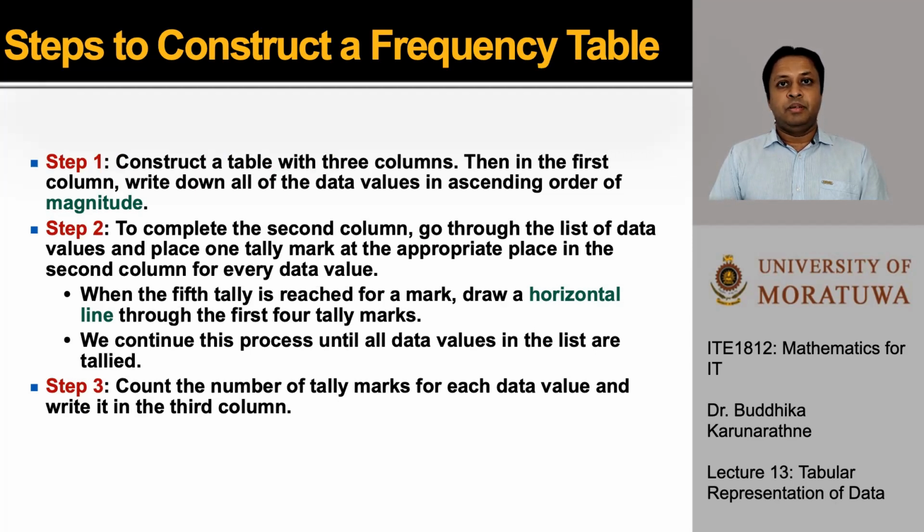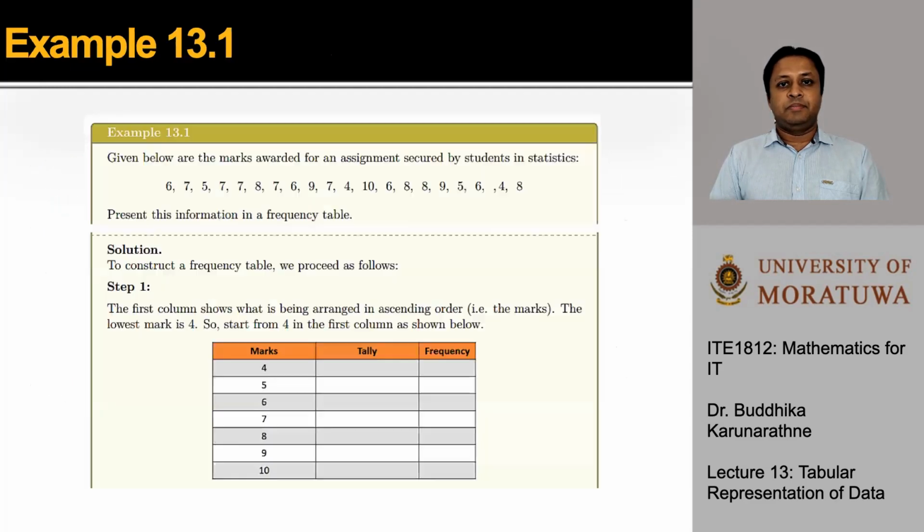We will take an example to describe this. This is example 13.1. You have a set of values. These are marks awarded in an assignment secured by students in statistics. We have many values like 6, 7, 5, 7, 7, 8, a series of values like that. We are asked to present these values in a frequency table. So how do we do this? We go for that 3-step process.